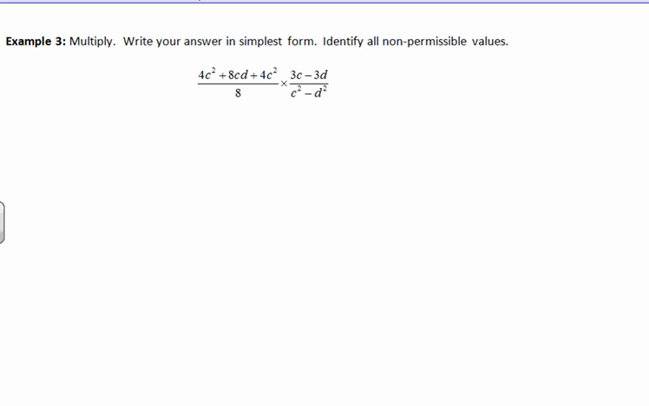4c squared and a 4c squared. What can you do with those? What's 4c squared plus 4c squared? 8c squared. We can collect like terms. So let's simplify that again before we factor. It's kind of silly.